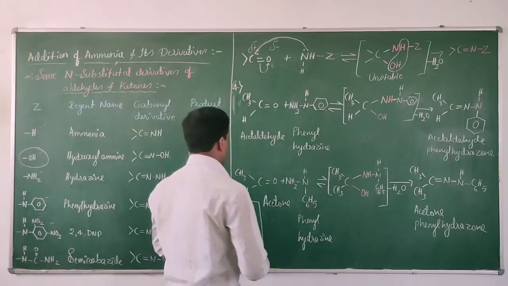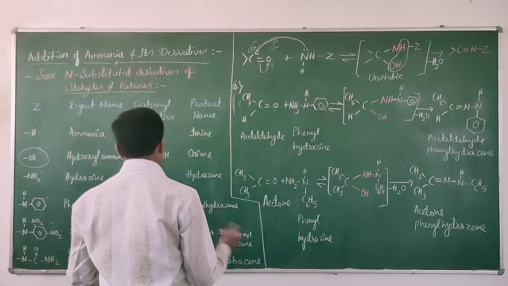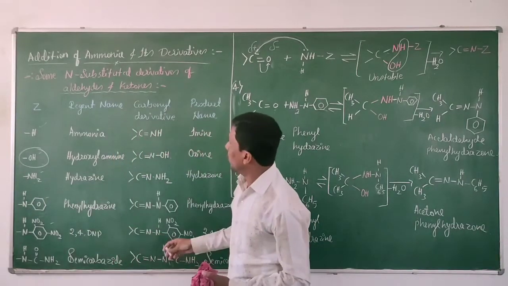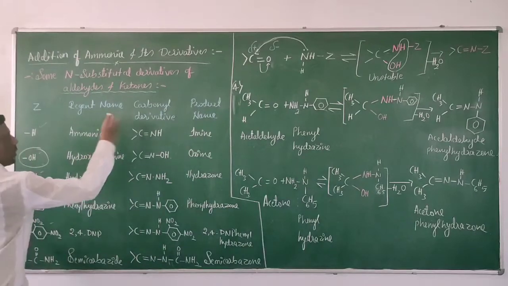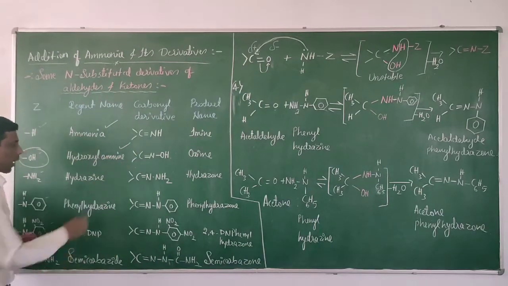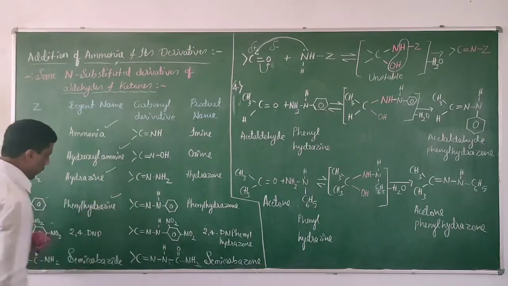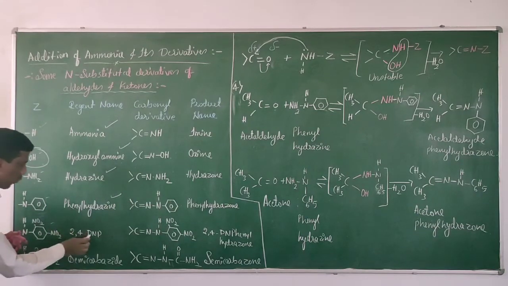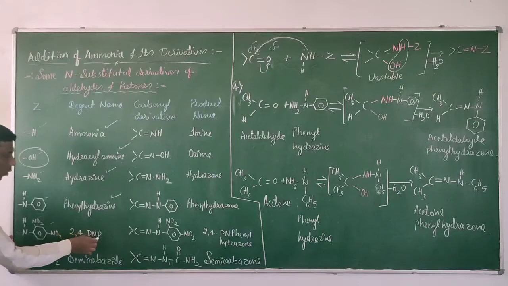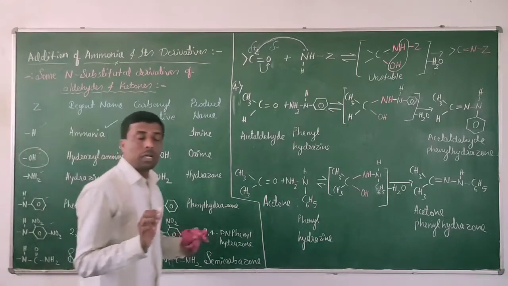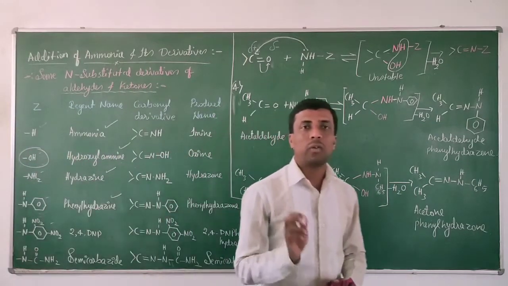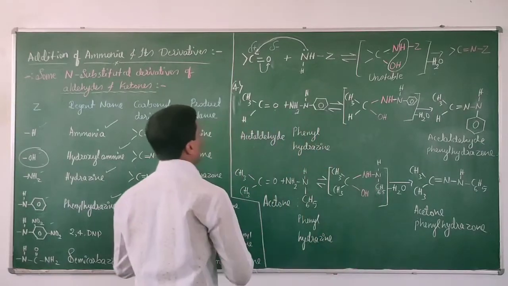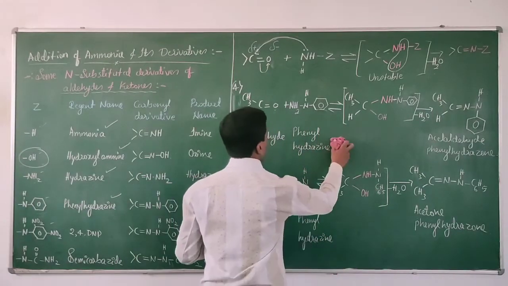Okay, now let's move towards the next example. We have completed, first of all, the ammonia reaction, the hydroxylamine reaction, the hydrazine reaction and the phenyl hydrazine reaction. Let's move towards the fifth one, 2,4-DNP, 2,4-dinitrophenyl hydrazine. DNP means dinitrophenyl hydrazine. Okay, consider it.